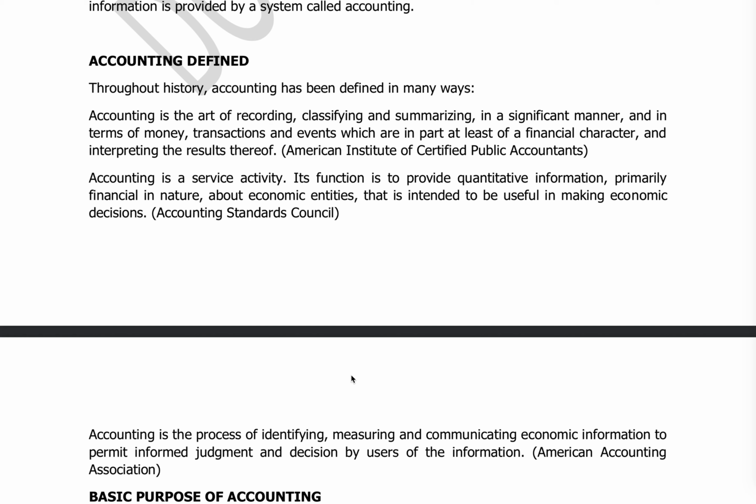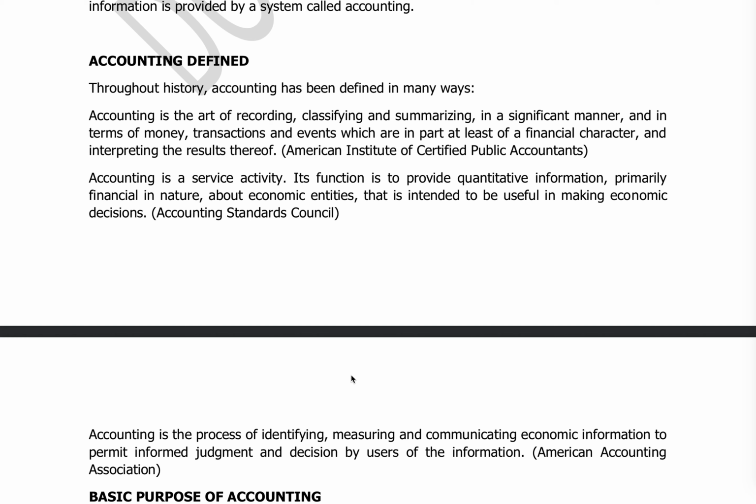Now, ano ba yung accounting na yan? As what we have discussed last time, accounting is an art of recording, classifying, and summarizing in a significant manner in terms of money, transactions, events which are in part and at least of a financial character and interpreting the results thereof. Okay?